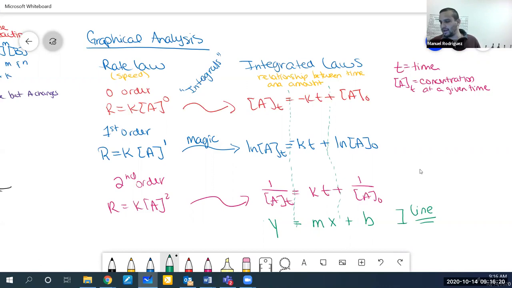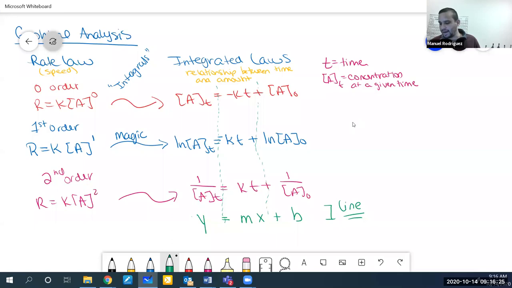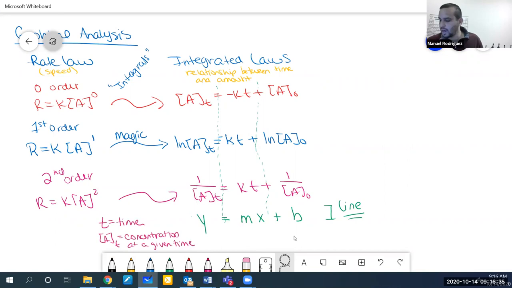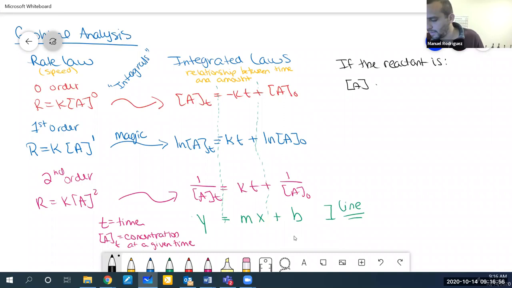And we can use this to identify the order of each reaction by doing some sort of graphical analysis. So if the reactant is zero order, so I'm gonna keep them all straight next to each other, concentration versus time should be a straight line, because it'll be y versus x should be a straight line. And for zero, my y is my concentration and my x is my time.